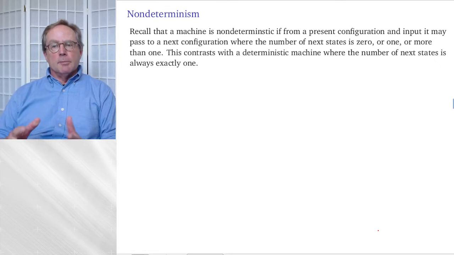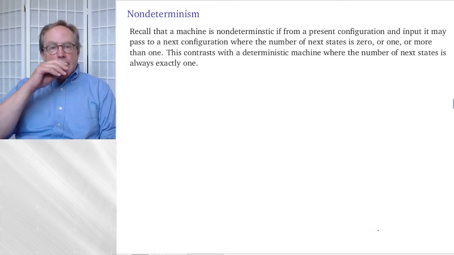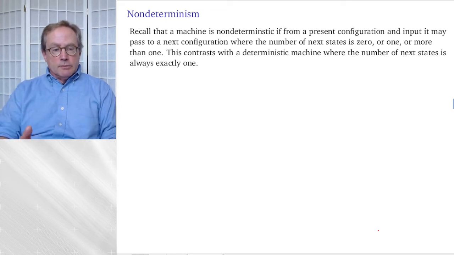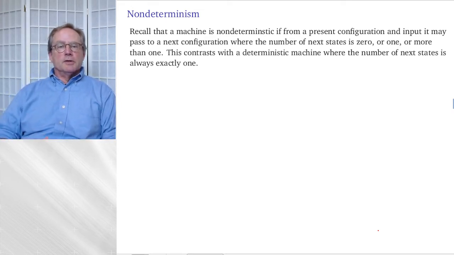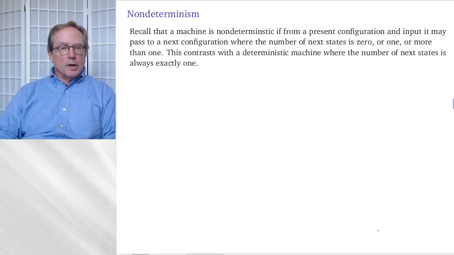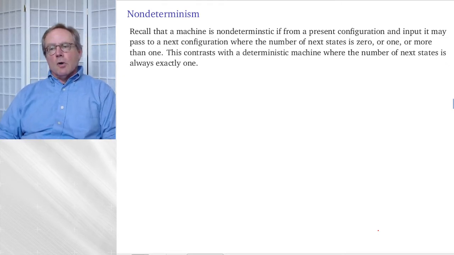So you remember from finite state machines that a machine is non-deterministic if from the present configuration and the input it can pass to a next configuration where the number of states is 0, 1, or more than 1. That contrasts obviously with the deterministic machine where you know where to go next. So with a non-deterministic machine, you can find yourself next being in 2 states or 3 states or 4 states. It could happen to you.